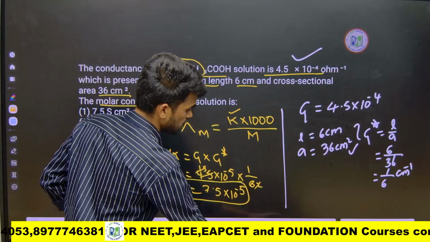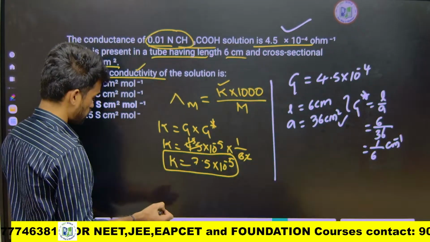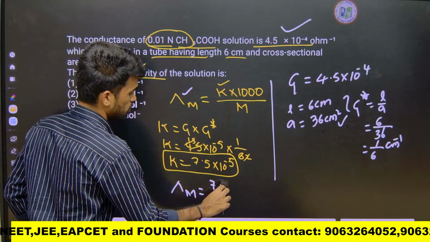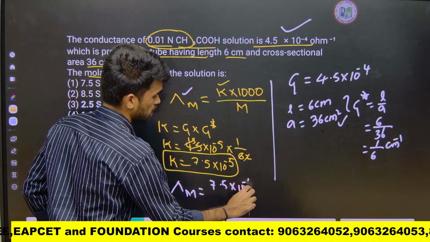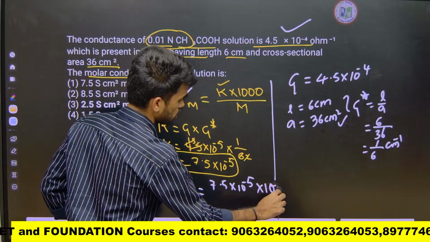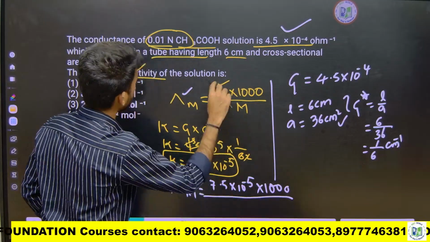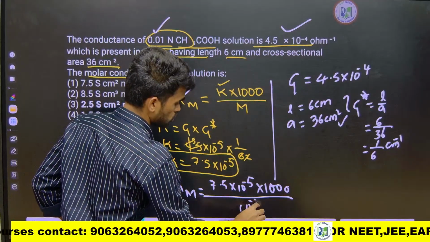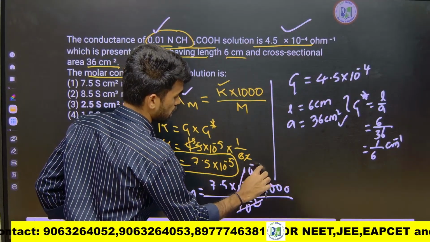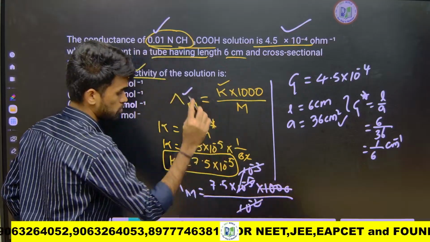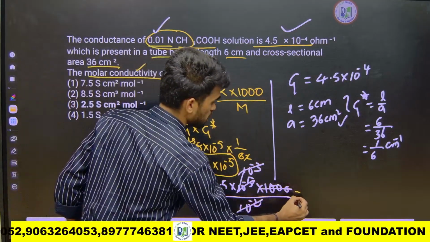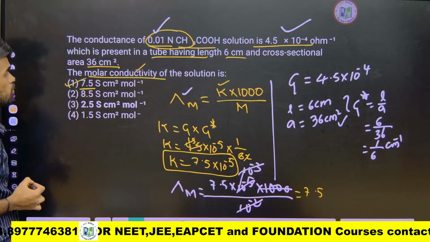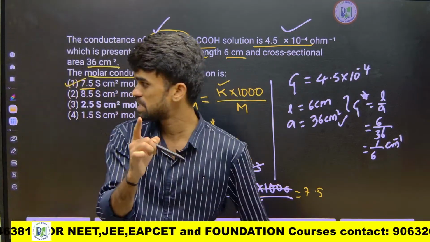So after getting this, we got K, now we need to find this del M. So del M equals to what? 7.5 into 10 power minus 5 into 1000 by M. M molarity or normality is how much given here? 10 power minus 2. So 10 power minus 2 means 10 power minus 3 will be removed. So that will be having value as 7.5. So we have option number 1 as 7.5. So that is our answer. Hope it is clear, right?